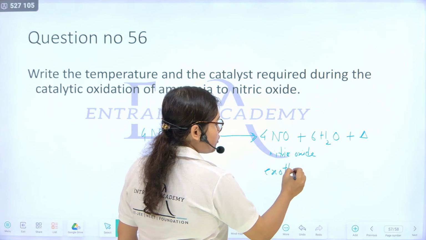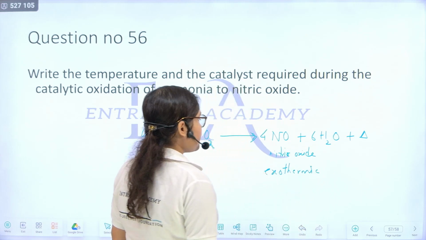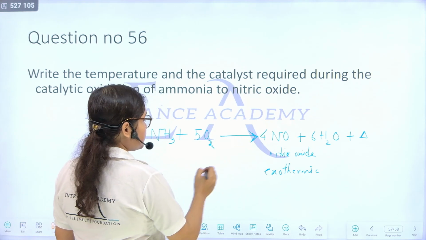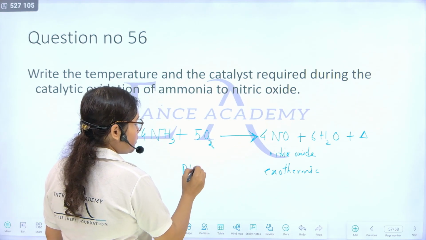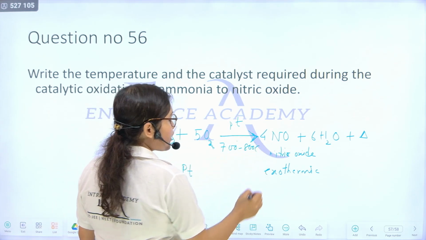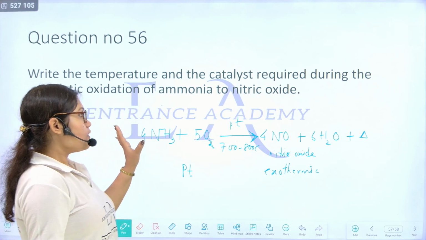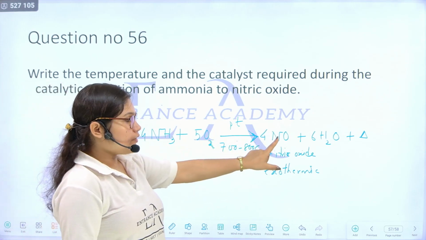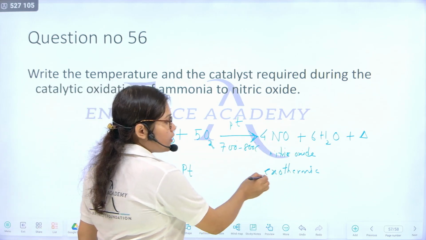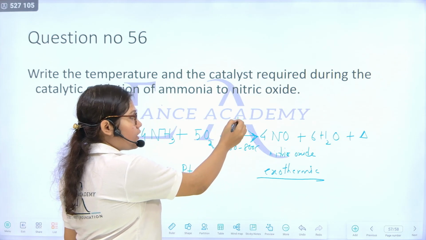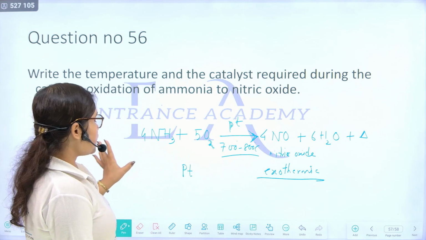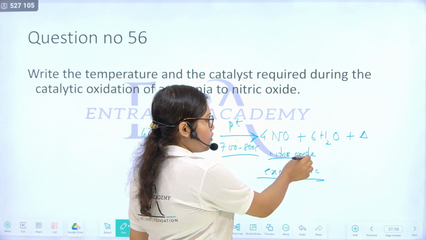A platinum catalyst is used. The temperature is 700 to 800 degrees Celsius. In this exothermic reaction, catalytic oxidation of ammonia, nitric oxide is formed, plus heat. The platinum catalyst is used, and the temperature is also important, that is 700 to 800 degrees Celsius. We get nitric oxide as the product.